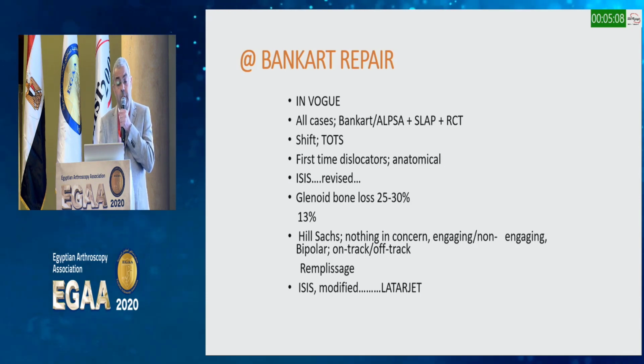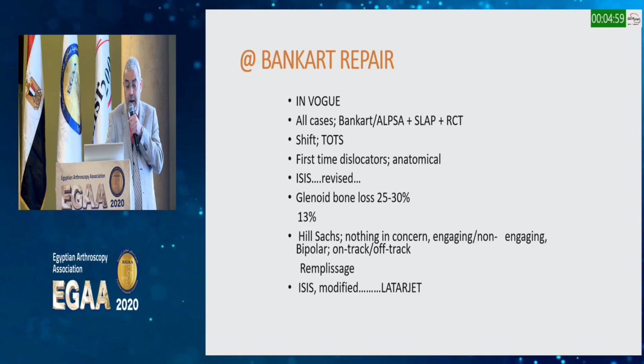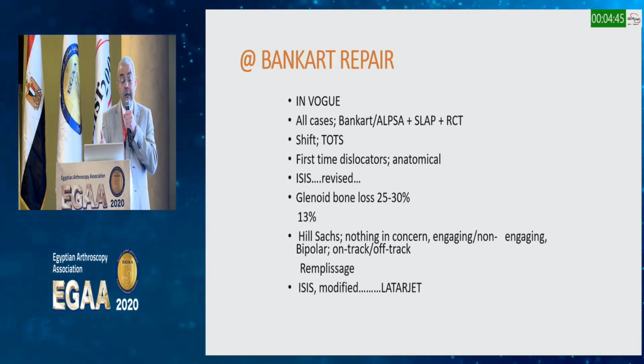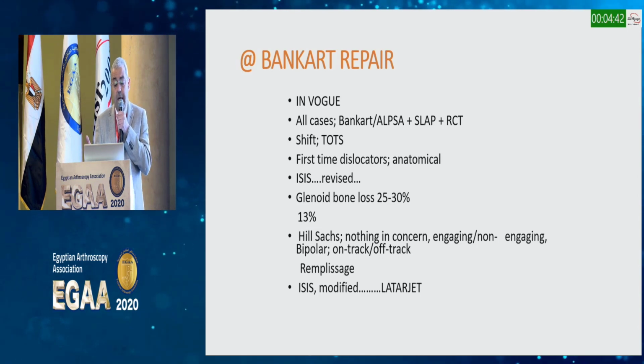Then, after all of this dilemma, what to do? Everything is in vogue in the beginning. In all cases we performed Bankart, SLAP repair, inferior capsular shift, the TOTS technique of Pascal Boileau, for first-time dislocators. We made an anatomical repair. ISIS was revised several times. Glenoid bone loss went from 20 to 30% to 13%. Hill-Sachs went from nothing to be done to engaging, non-engaging, bipolar, on track, off track, and remplissage, and the ISIS score was modified several times.